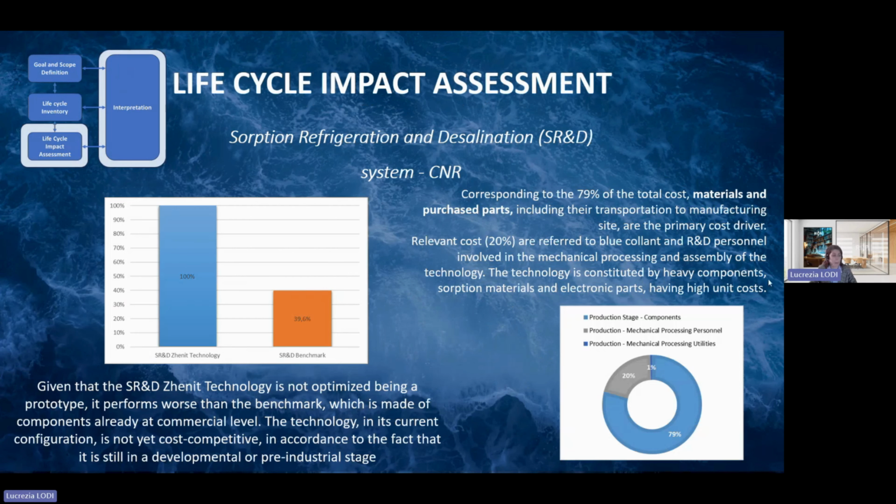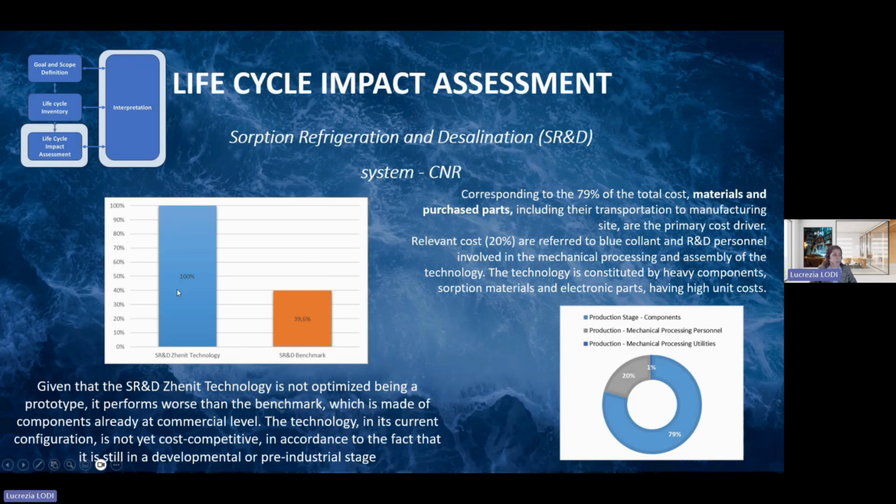And also from an economic point of view, since SRND in the ZHENIT project is not at a commercial level, it's just a prototype, all the optimization in terms of mass manufacturing has not really been done.